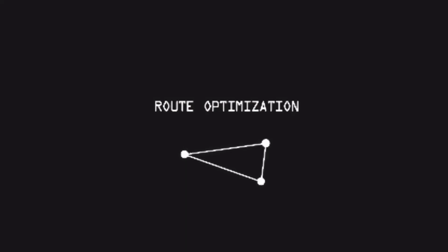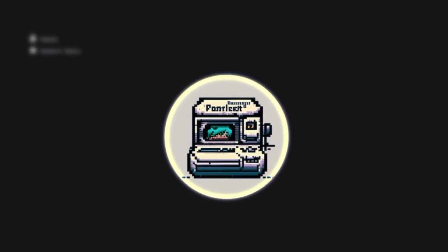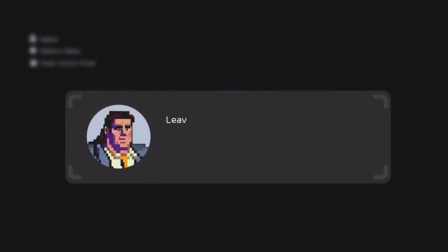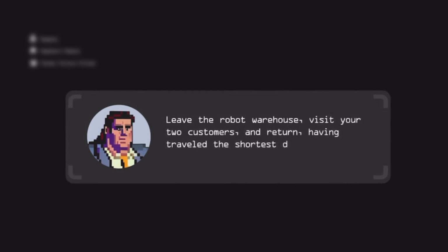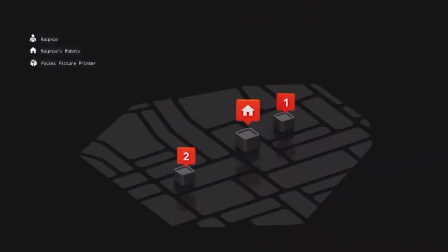Route optimization. Let's say you're a traveling sales rep for Ralphie's Robots with his brand new product, the Pocket Picture Printer. Ralphie gives you a very specific mission: leave the robot warehouse, visit 2 customers, and return having traveled the shortest distance possible. He thinks he can fool you, but you know stuff.